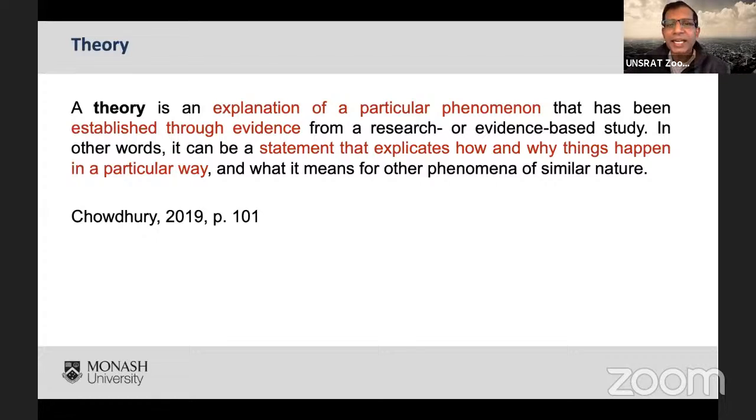A theory is an explanation of a particular phenomenon, which means anything that you're researching, that has been established through evidence from a research or evidence-based study. In other words, it can be a statement that explains how and why things happen in a particular way. So pretty much any statement or definition that you borrow from a journal article and use in your own research is a theory. It's pretty simple. What about a theoretical framework?